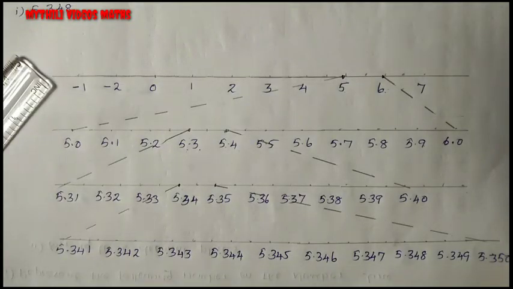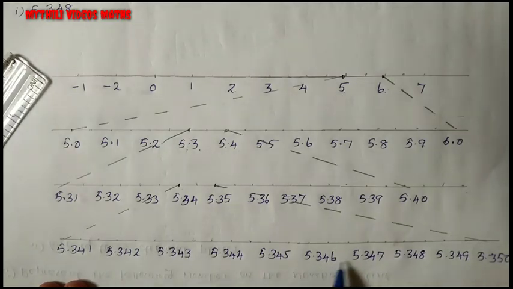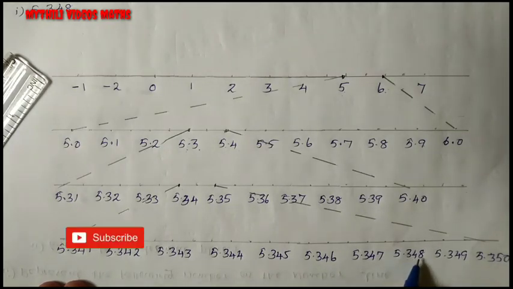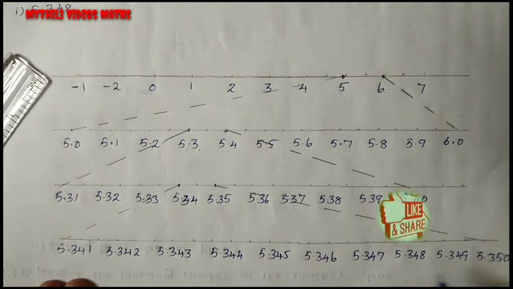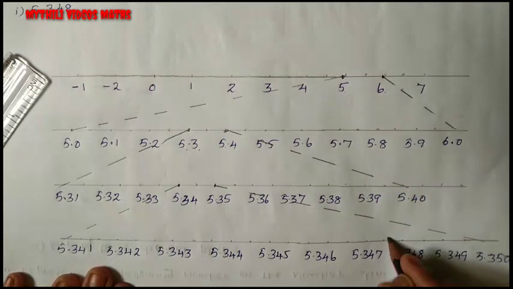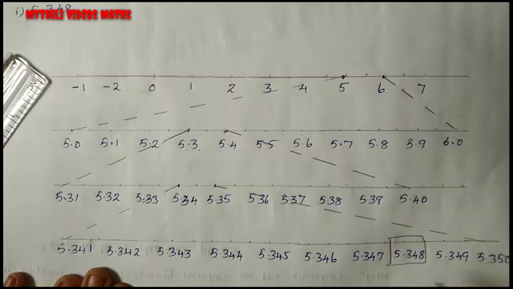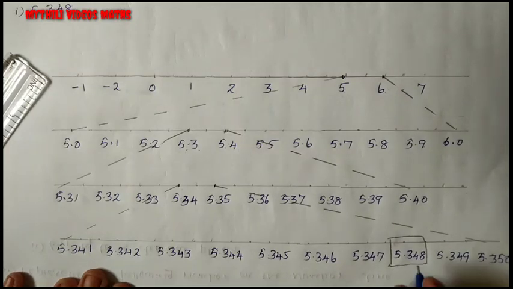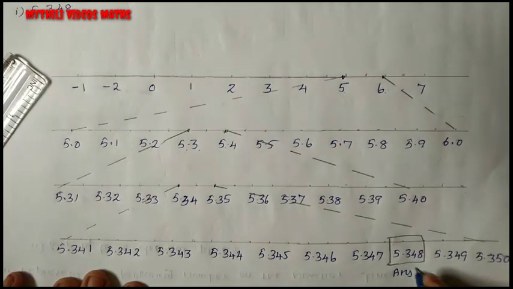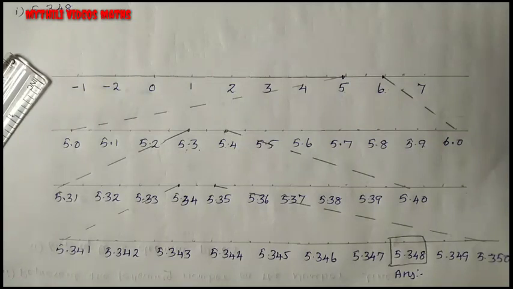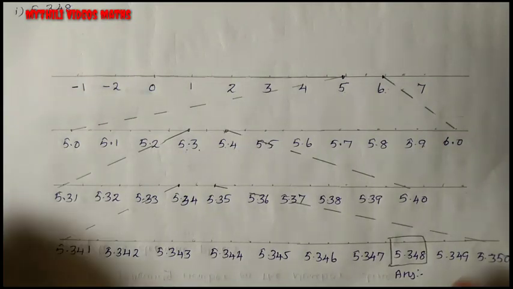Now we can tell that it is 5.348. 5.348, this is our answer. Okay, just note it down. 5.348, so this is the answer. Answer is this one. Is that clear now? Understood? Okay, so next we'll see the second sum.